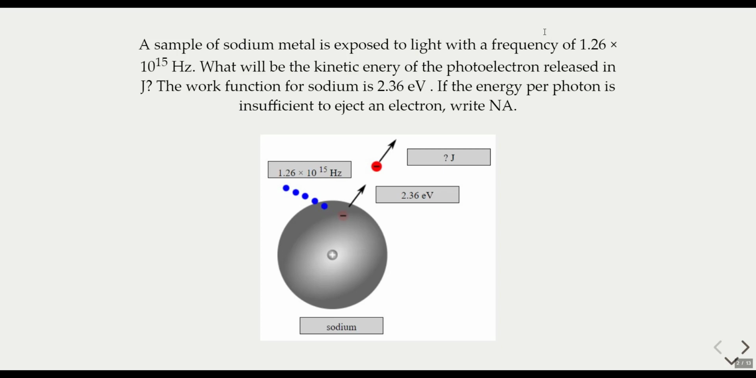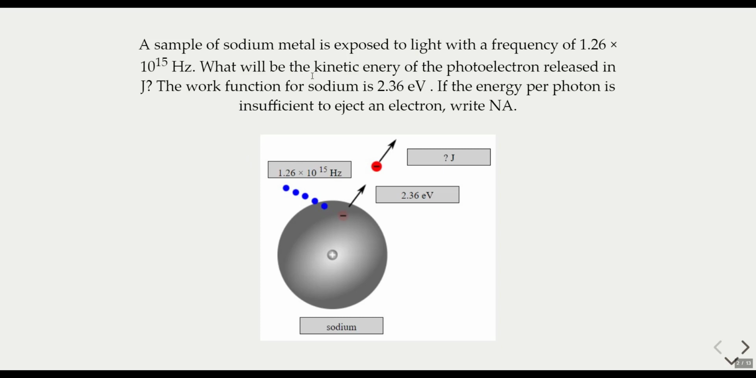It says a sample of sodium metal is exposed to light with a frequency of 1.26 times 10 to the 15th. That's already new. Before we had an energy term here. We knew how much energy each of these chunks of light had. This time we're told the frequency. So we're going to have to figure out how much energy that is.